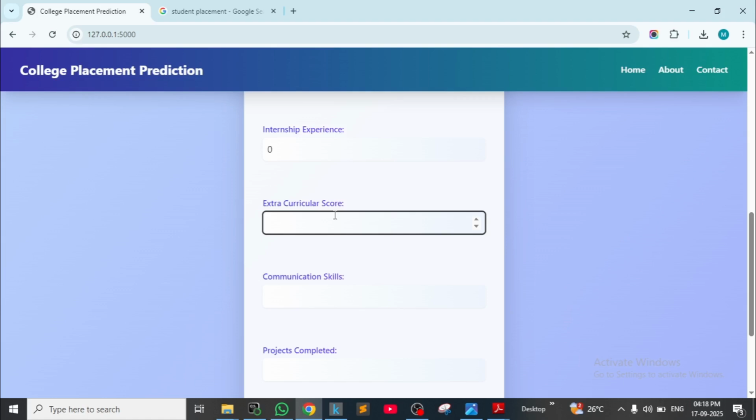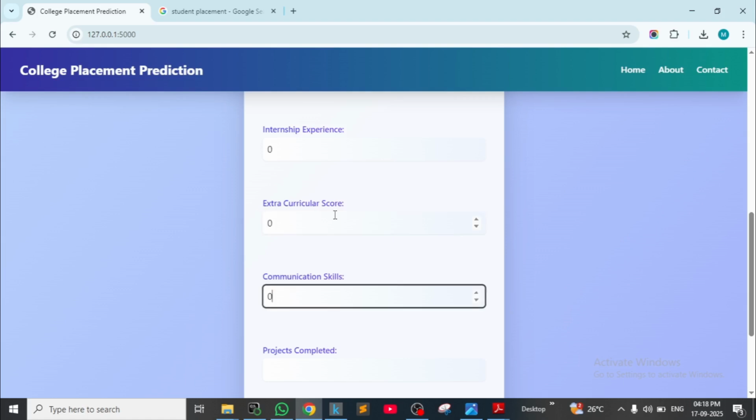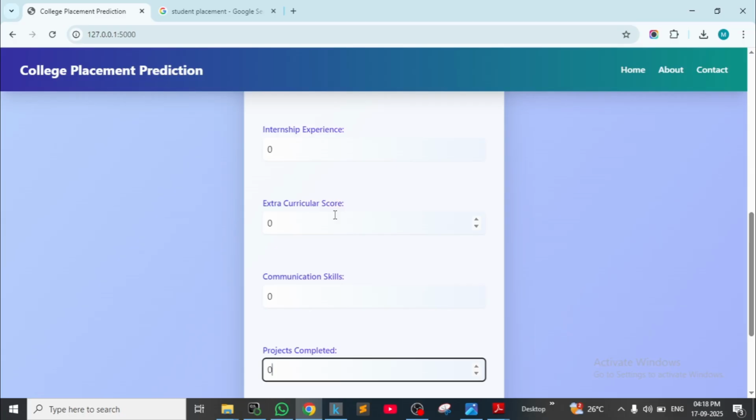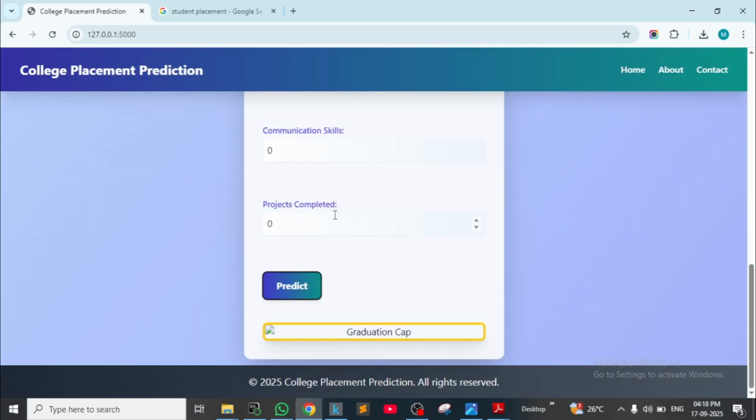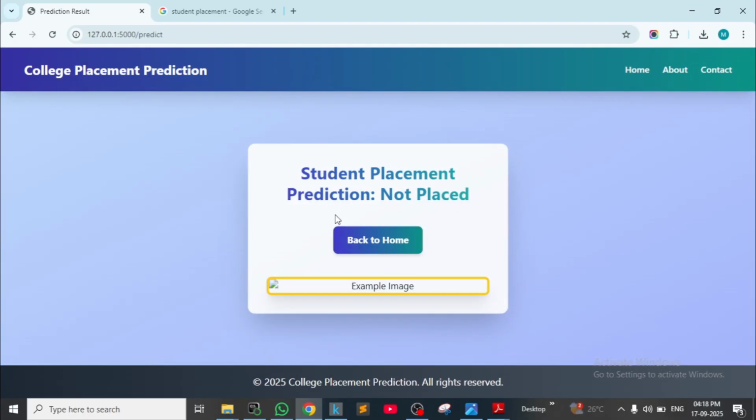Let's see what result we get. Extracurricular score 0, communication skill also 0, projects completed 0. Now predict the answer. Let's see what the prediction is. See, the result we got is not placed. Student placement prediction: the student is not placed in any company.